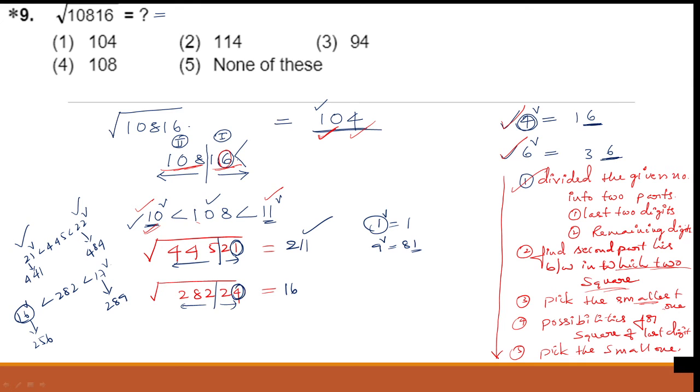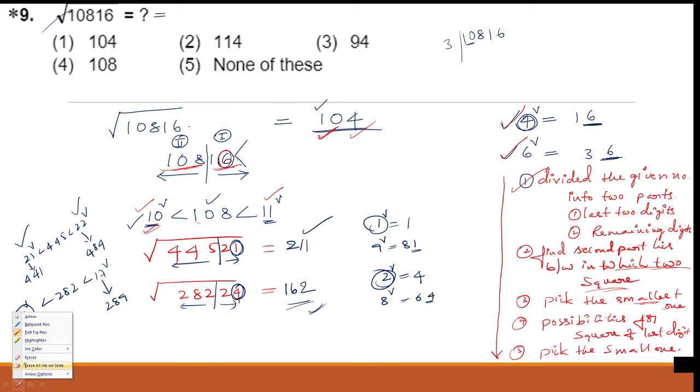Now comes to the last digit. What are the possibilities for 4? We get it in the case of 2 square and in the case of 8 square also. But we need to take the smallest one, that is 2. So this is what we need to know. Okay, clear? To find the square root, this is the shortcut. You're not supposed to use the regular method, where you take the first 2 and compare with the 3. We're not supposed to use that method. Okay, next one.